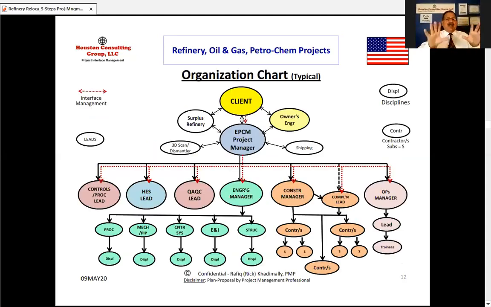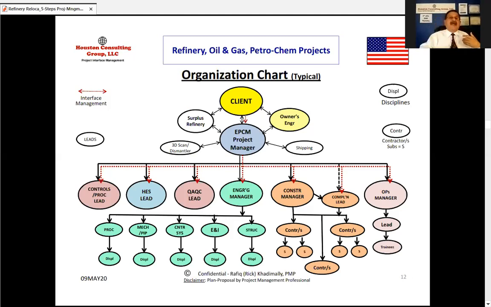Okay. Now we are talking about the organization chart. Look, where is the client on the top? Right there. And did you notice the owner's engineer, yellow? I'm right there. This is my role. I'm the advisor to the client from cradle to the grave, all along. Am I the project manager or the project director on the job? No. I would be hiring the EPCM company, the project manager for the client. You got now my role? I'm the advisor. I'm the consultant.